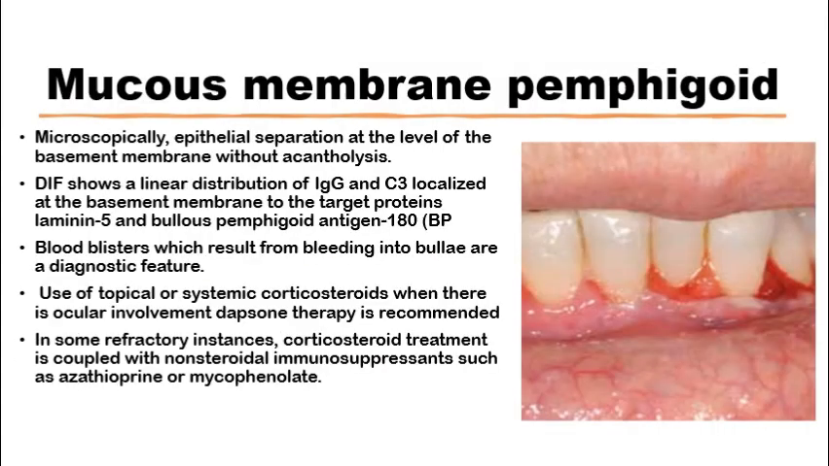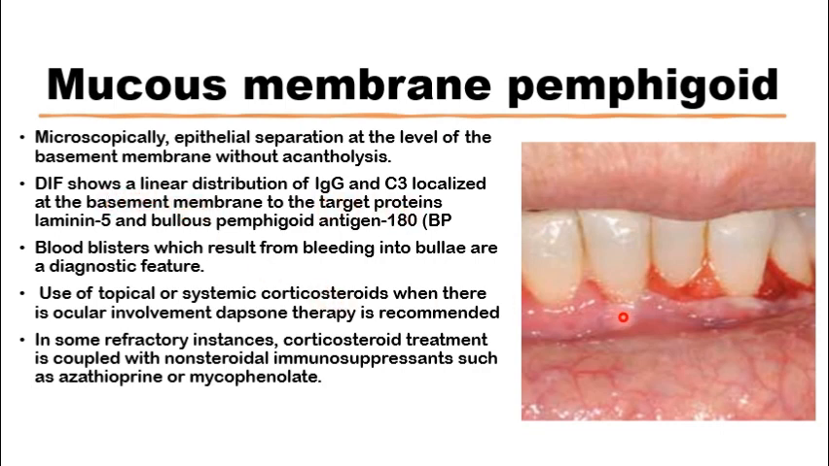The diagnosis would be established by a biopsy, which would show that the epithelial separation level would be at the basement membrane rather than intraepithelial like in pemphigus vulgaris. There is also no acantholysis like in pemphigus vulgaris. Direct immunofluorescence would show a linear distribution of the IgG and C3 localized at the basement membrane as well.